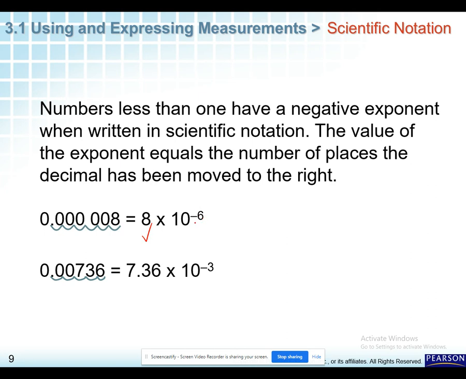Now the reason this is a negative is because I moved it right, but also because this number is less than 1. So it's a very tiny number, so it gets a negative exponent. Same thing over here. I have to move it 1, 2, 3. So I had to move it 3 times. So right here, if I moved it 3 times, my number is 7.36, which is between 1 and 10. And the reason I got a 3 here is because I moved it 1, 2, 3 times. And it's a negative because this number is less than 1.